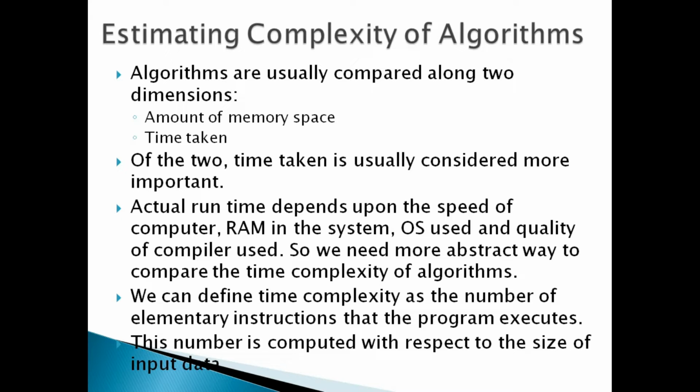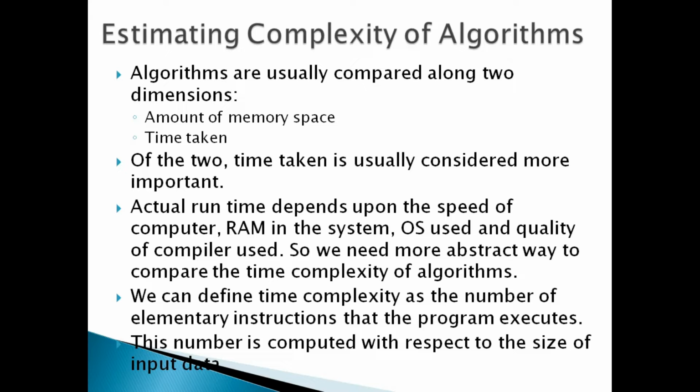Algorithms are usually compared along two dimensions: the amount of memory space required and the time taken, that you have studied earlier, space complexity and temporal complexity. Out of these two, time taken is usually considered more important. The algorithm that takes less time will be more effective, so it will be preferred over others. You have seen that the time taken by the binary search method is less than linear search, so it is better for large data values.